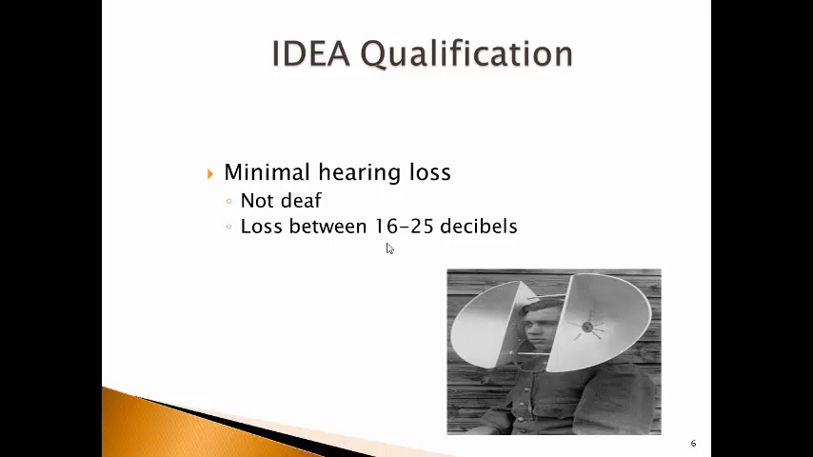It's sort of amusing sometimes, though, to watch school nurses give the hearing test to little children, as I may have mentioned in a previous PowerPoint presentation, because they don't always understand the directions.